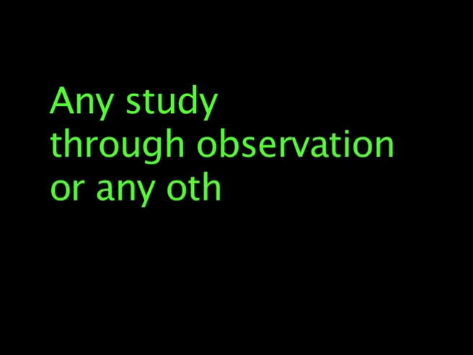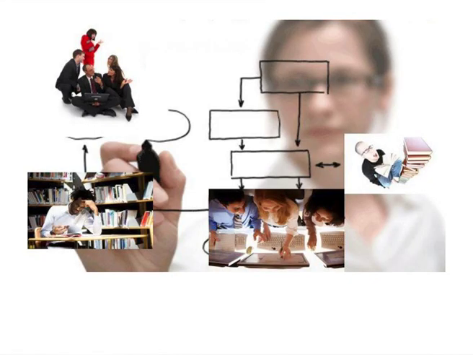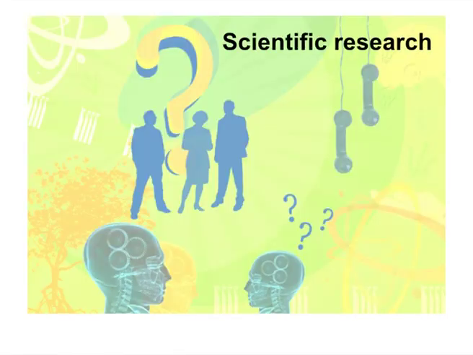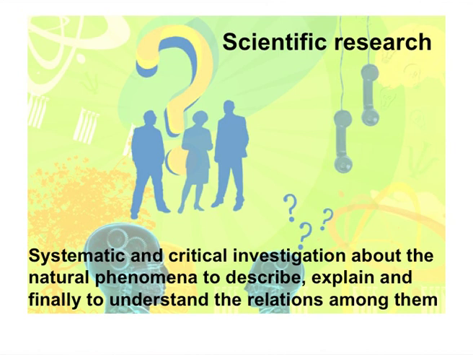Any study to create new knowledge or aims to increase the existing fund of knowledge, may it be through observation or by other methods, is called research if it takes into account the biases, errors and limitations. As such, research may be described as systematic and critical investigation of phenomena towards increasing the stream of knowledge. Since research is systematic, we can call it a scientific one, and may define scientific research as a systematic and critical investigation about the natural phenomena to describe, explain and finally to understand the relations among them.